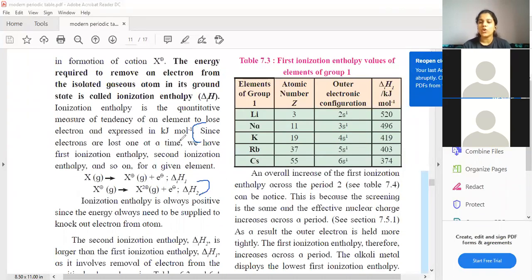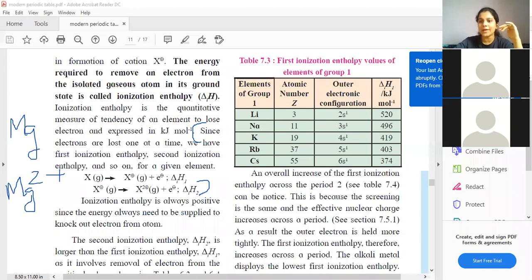Since electrons are lost one at a time, we have first ionization enthalpy, second ionization enthalpy, and so on. It is very easy to understand. See, students, your Mg, magnesium, forms Mg2+. It can lose up to 2 electrons. Now see, students, both the electrons do not come outside at one time.